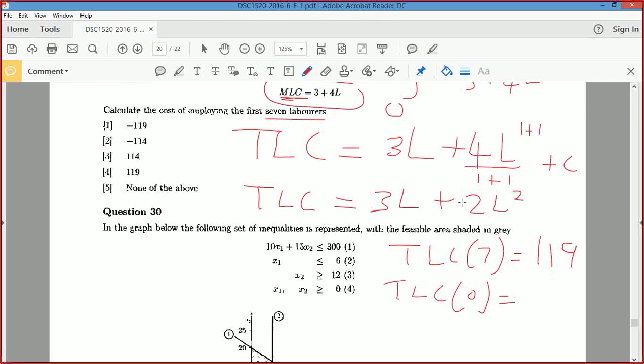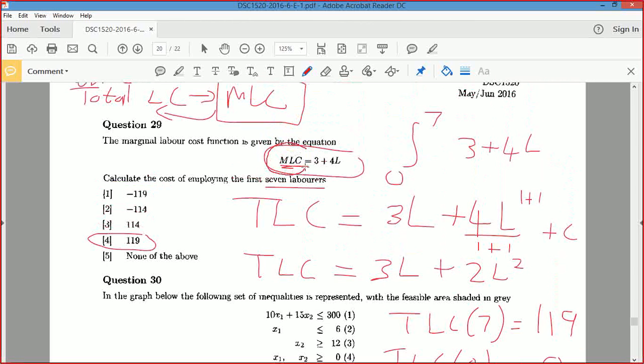3 times 0 is 0. 2 times 0 squared is 0. So the answer is 119. You're subtracting the one from the other: total labor cost 7 minus total labor cost 0. So you were working backwards. You had to work out the function. You had to integrate marginal to get back to total.